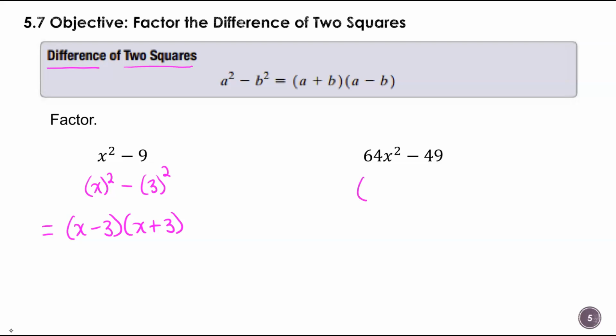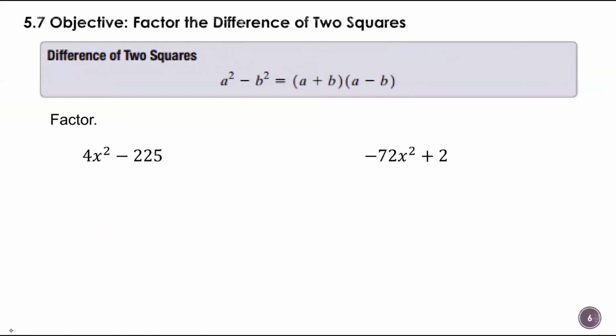On this next one, my a would be 8x. My b is 7. And so that means it factors as 8x plus 7 times 8x minus 7. And once you catch on to these, then you know they factor pretty easily. Here's the thing, you have to recognize, oh, this is a difference of two squares. Here's how I factor it. Because if you don't recognize it, then you're not really sure what to do with it.